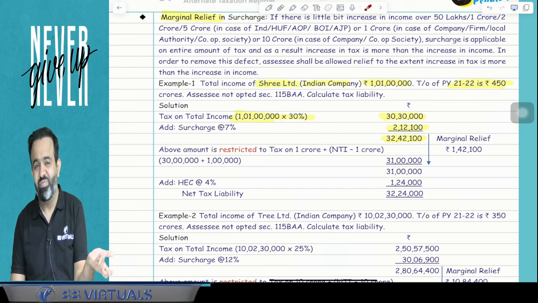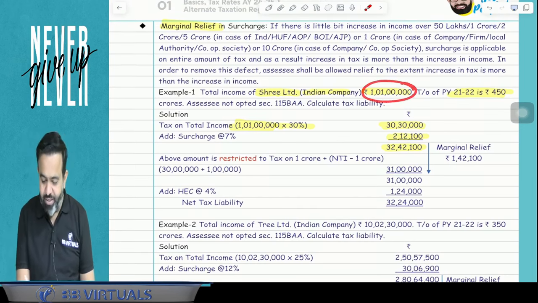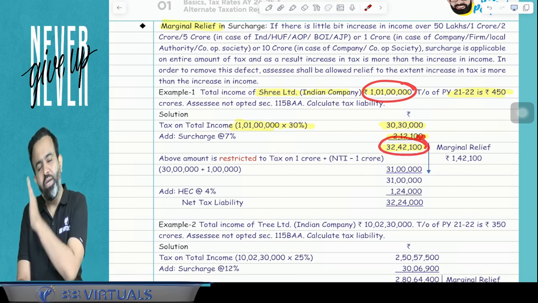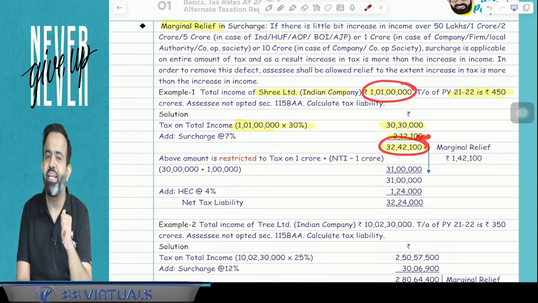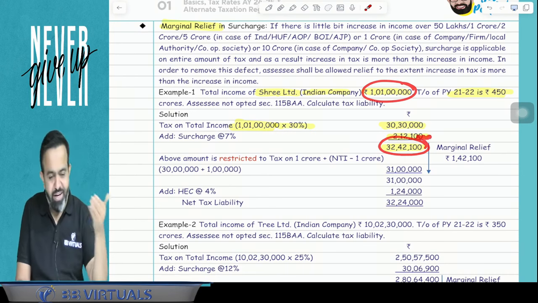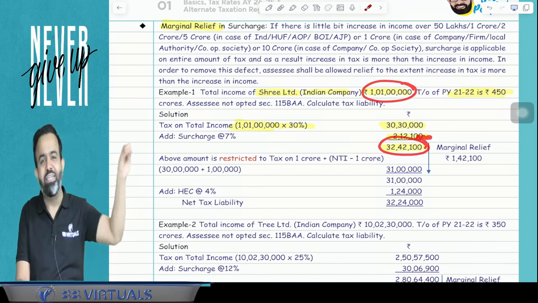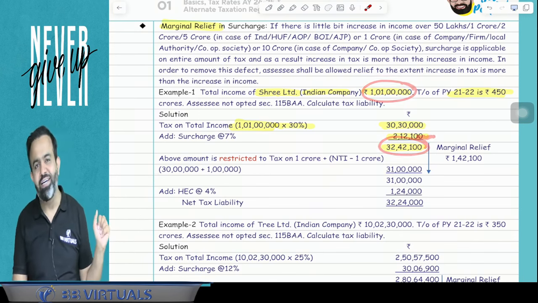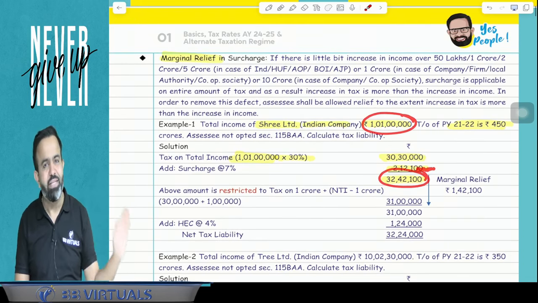That is not fair, because guys, here income is 1 crore 1 lakh. Your tax comes to 32,42,100. If your income was only 1 crore, then your tax was only 30 lakh. You have made the mistake. You have earned 1 lakh rupees extra. So if you have earned 1 lakh rupees extra, just give that 1 lakh to the government. Then also it comes to 31 lakh. It is lower than 32,42,100. So here guys, the lawmaker says don't worry, you will get the marginal relief.